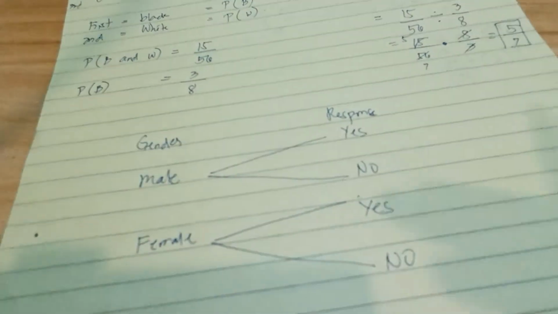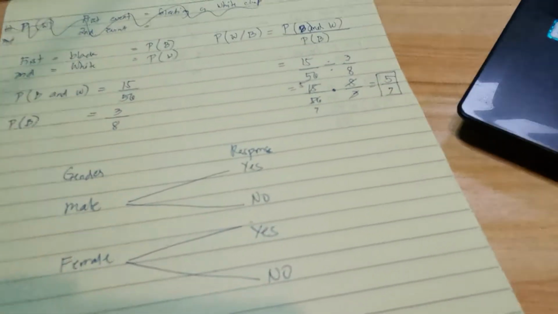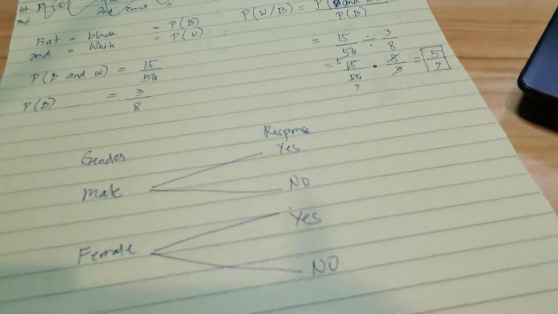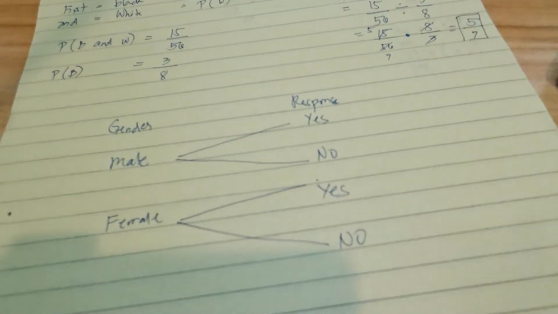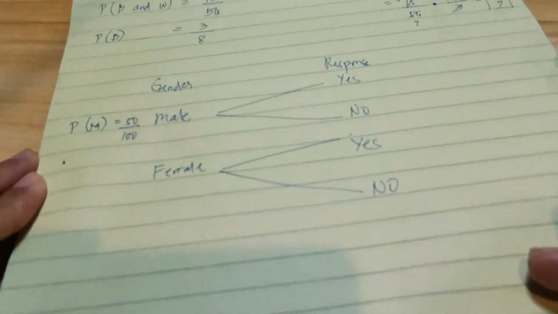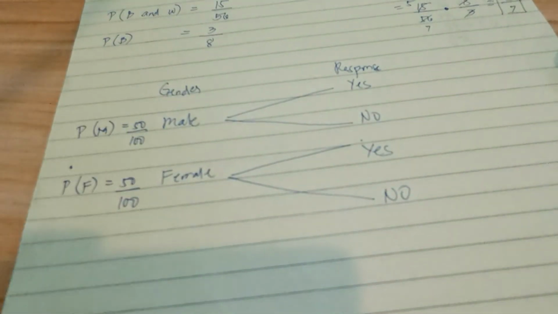Okay, so ilan ba yung male natin among our respondents? So ano yung probability ng male natin? Probability of male natin ay 50/100. Okay, and then the probability of our female is 50/100 also, or 1/2, 1/2, diba?